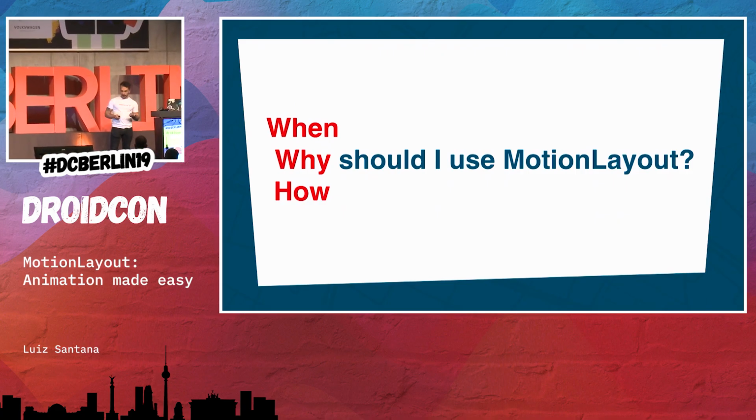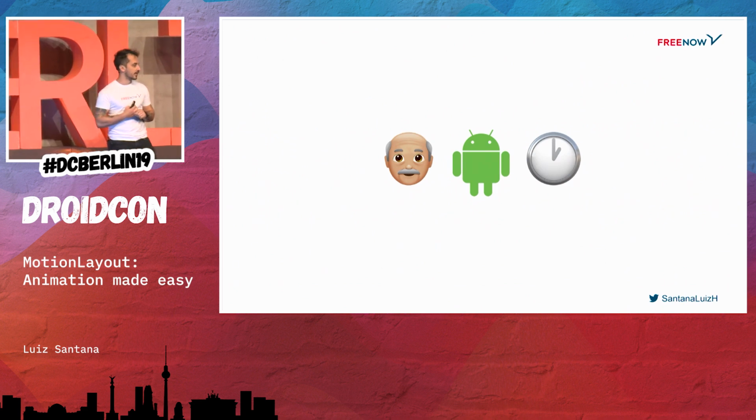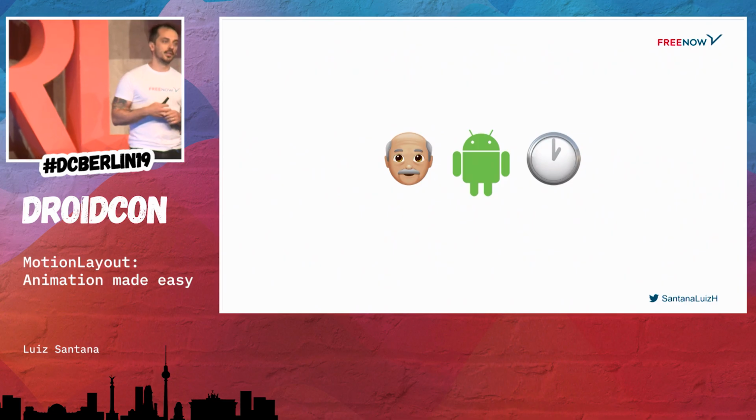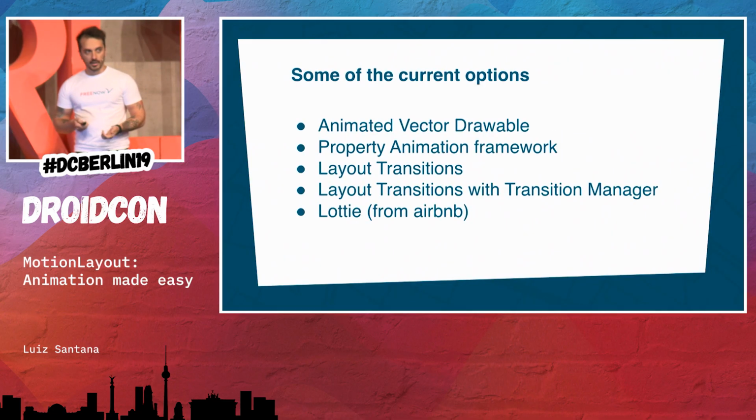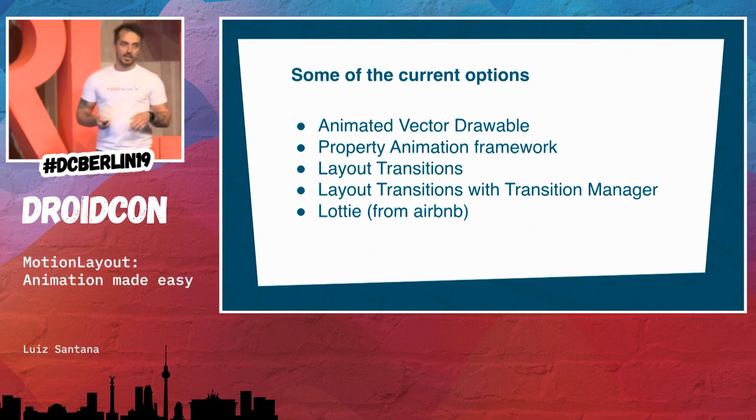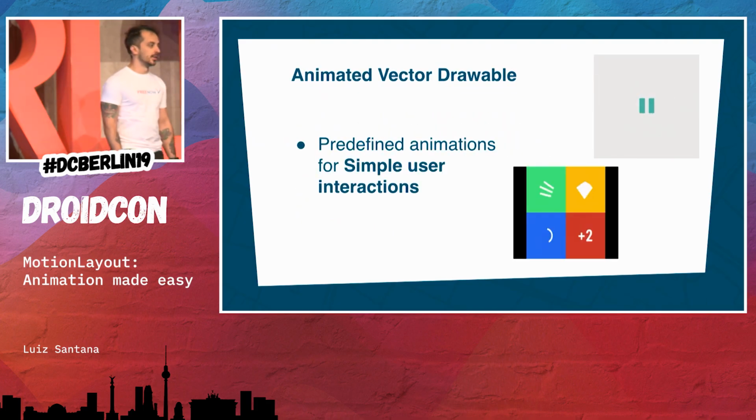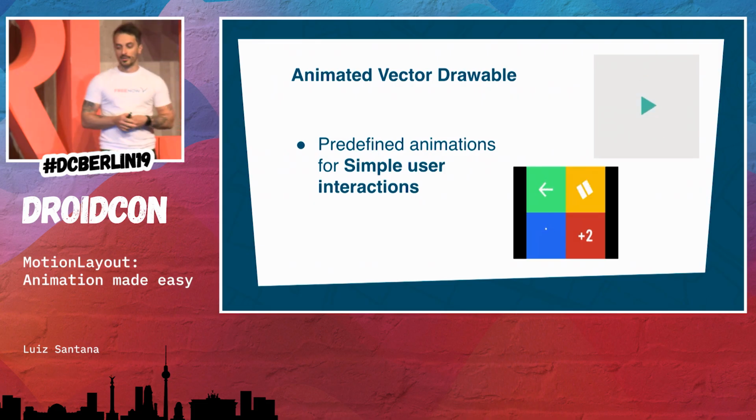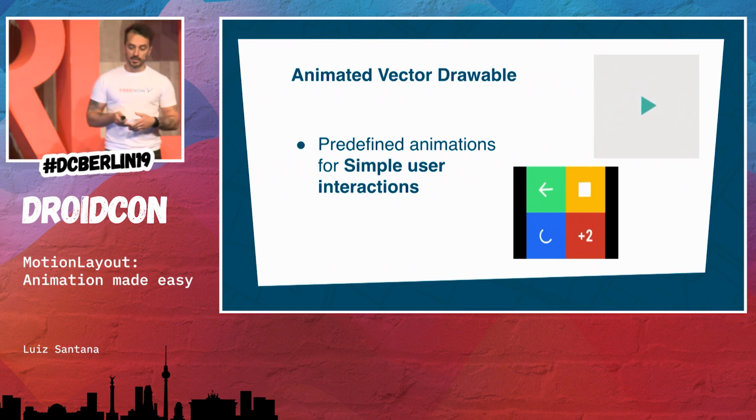I'll try to go through them, but before that I would like to give a little context about our old friend Android and some of the options we have there. So I'll start listing some of those. Obviously, it's not all of them, but it's probably the most popular ones. I will start with the Animated Vector Drawable, which is pretty famous. I mean, everyone knows this hamburger menu that turns into this back arrow. It is really simple to use, but it's very, very limited.